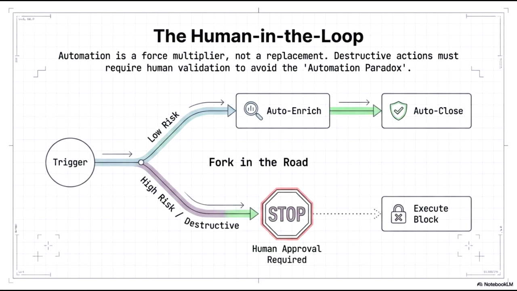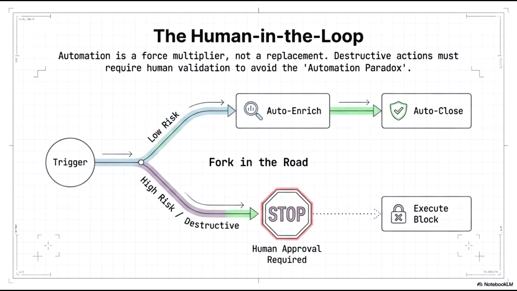The human-in-the-loop concept emphasizes that automation is a force multiplier, not a total replacement for human expertise. To avoid the automation paradox, where total system autonomy can lead to significant errors, destructive actions must require human validation. The process begins with a trigger that leads to a critical fork in the road based on risk assessment. For low-risk scenarios, we utilize a fully automated path that includes auto-enrichment followed by auto-closing. This allows for high-speed processing of routine events.